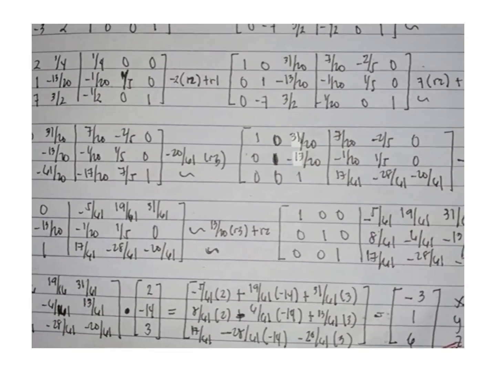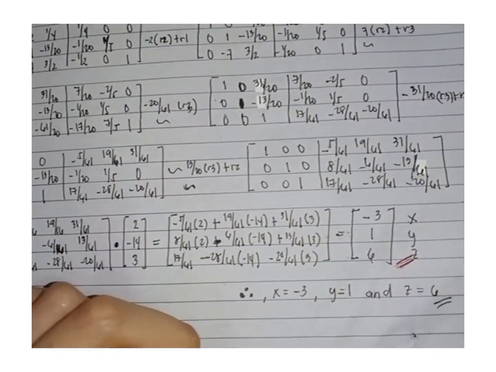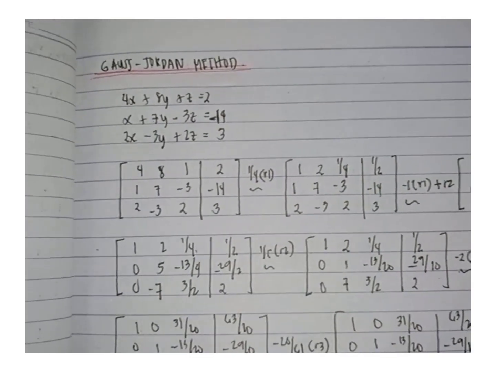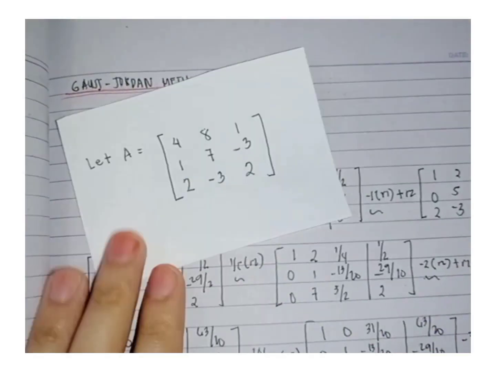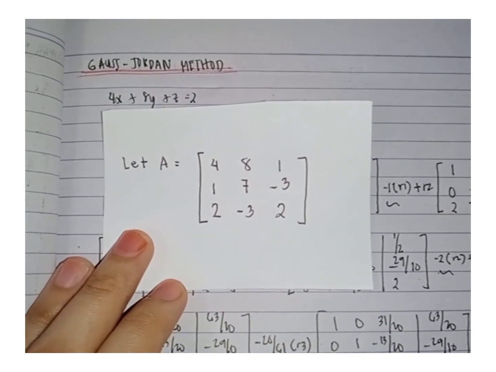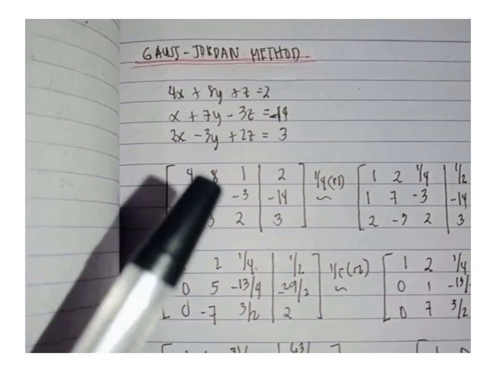Inverse method of 3 by 3 matrices. Thank you. So again, this will be our equation for the Gauss-Jordan method, and this is our element A. Let A be 1, 2, 8, 7, negative 3, 1, negative 3, and 2. So this is our formula.